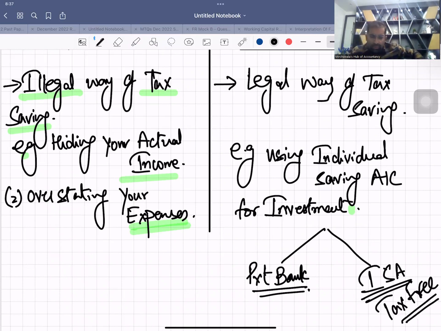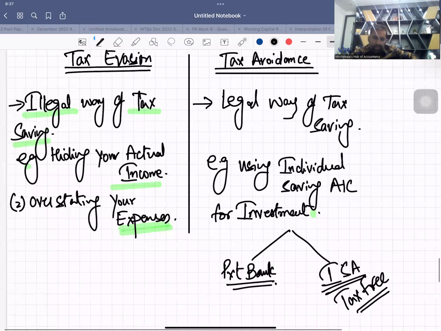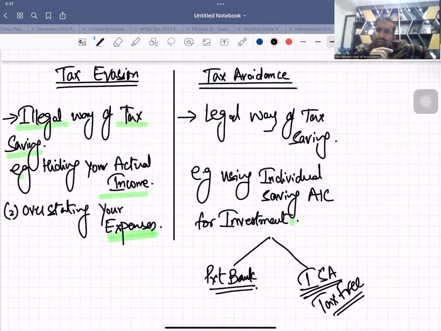So I repeat my statement. Tax evasion and tax avoidance both are tax saving techniques. The first one, evasion, is illegal; avoidance is legal. If you are caught doing evasion, you will be punished. If you are caught doing tax avoidance, no punishment, nothing. And I have given you the examples as well, right?